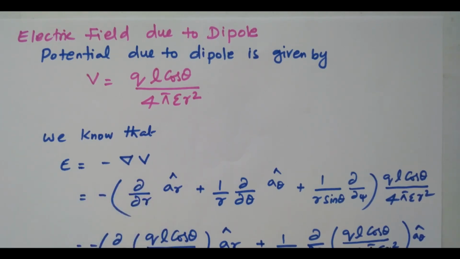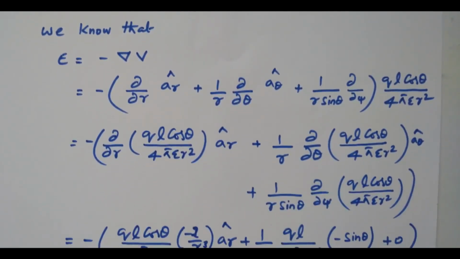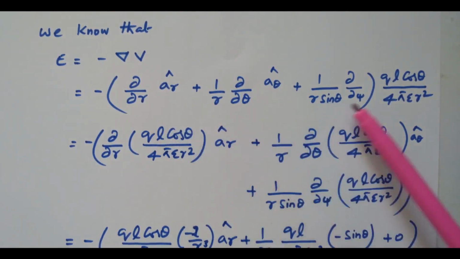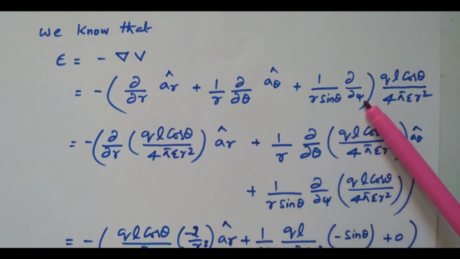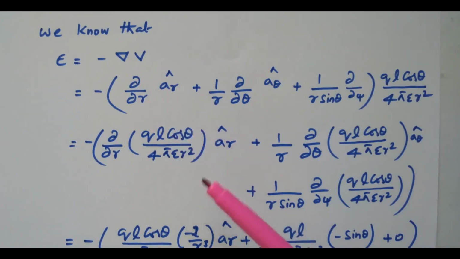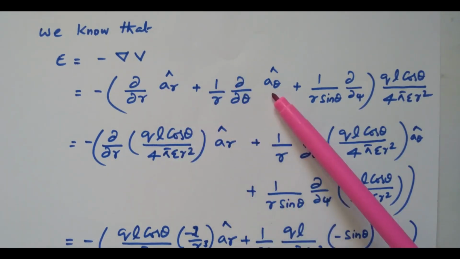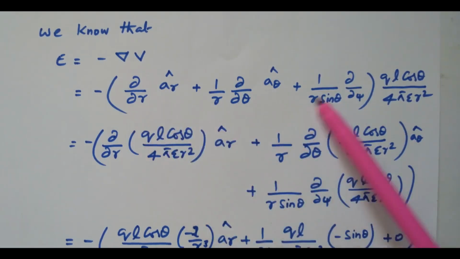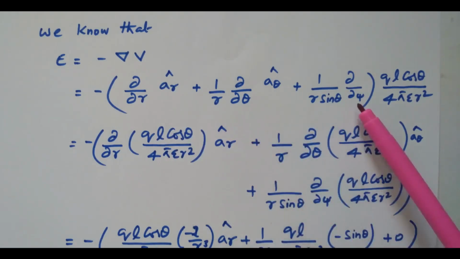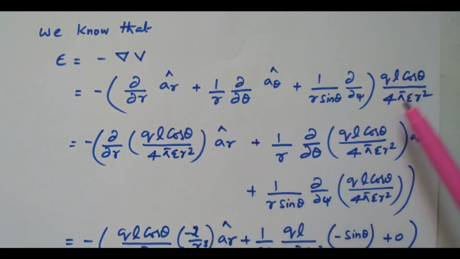Right? What is the del operator? Here we assume the spherical coordinate system. Spherical coordinate system means r, theta and phi. Normal rectangular coordinates mean x, y, z. Here we consider spherical coordinates, so r, theta and phi. So the del operator is nothing but partial differentiation: dou by dou r into a r vector, 1 by r dou by dou theta into a theta vector, 1 by r sin theta into dou by dou phi. So this is the del operator for the spherical coordinate system. Then V is nothing but QL cos theta divided by 4 pi epsilon r square.